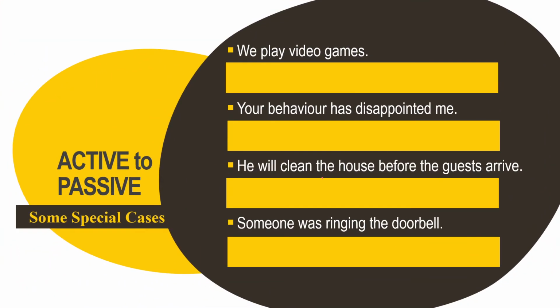Now, there are certain cases which are a little special. You need to follow the old rules, yes, but you also need to follow some little additional ones. Okay, so let's quickly look at these examples. We play video games. Now, in all these, first step is check that it's active and then you do the transformation. Okay, so play is the verb. Who is doing the playing? We. Subject, verb, object is active. Okay, so the first step is put the object at the start and put the subject at the end.